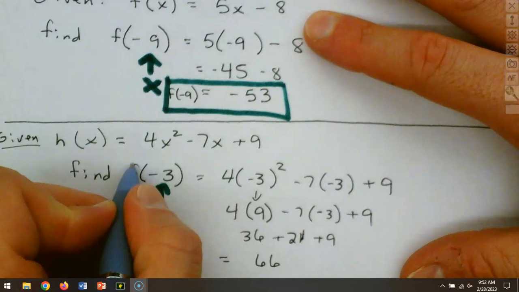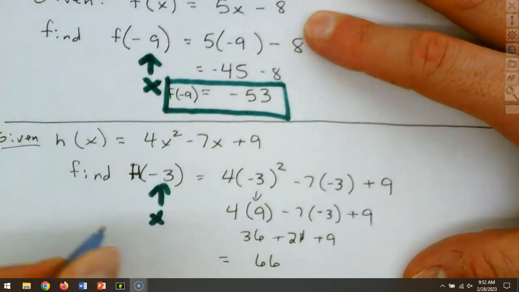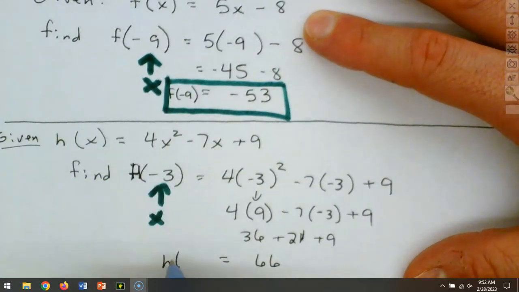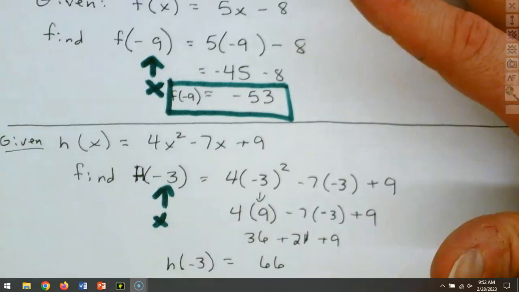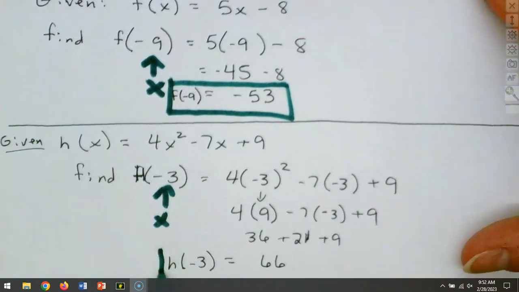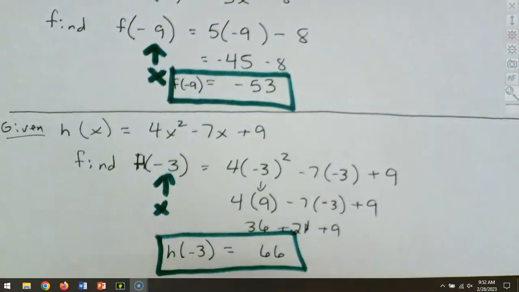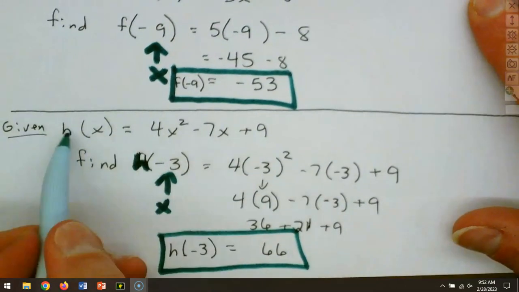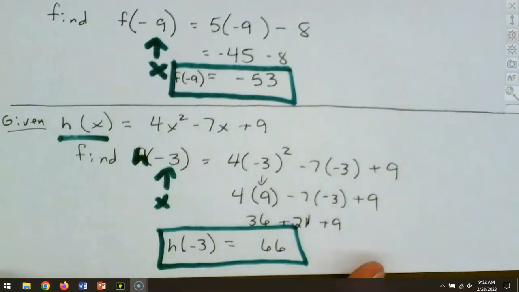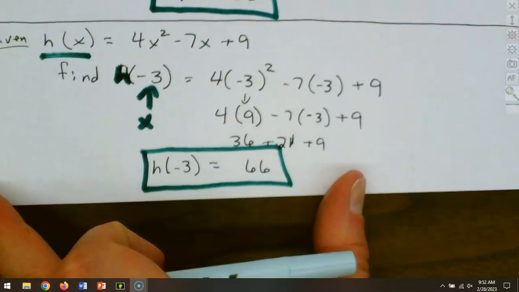Oh, sorry, that should be an H there instead of an F. But that means your H of, in this case, negative 3 is 66 there. So all we did, and this should be an H here, that way it matches with that one, but all we did was plug that number in. That's it.